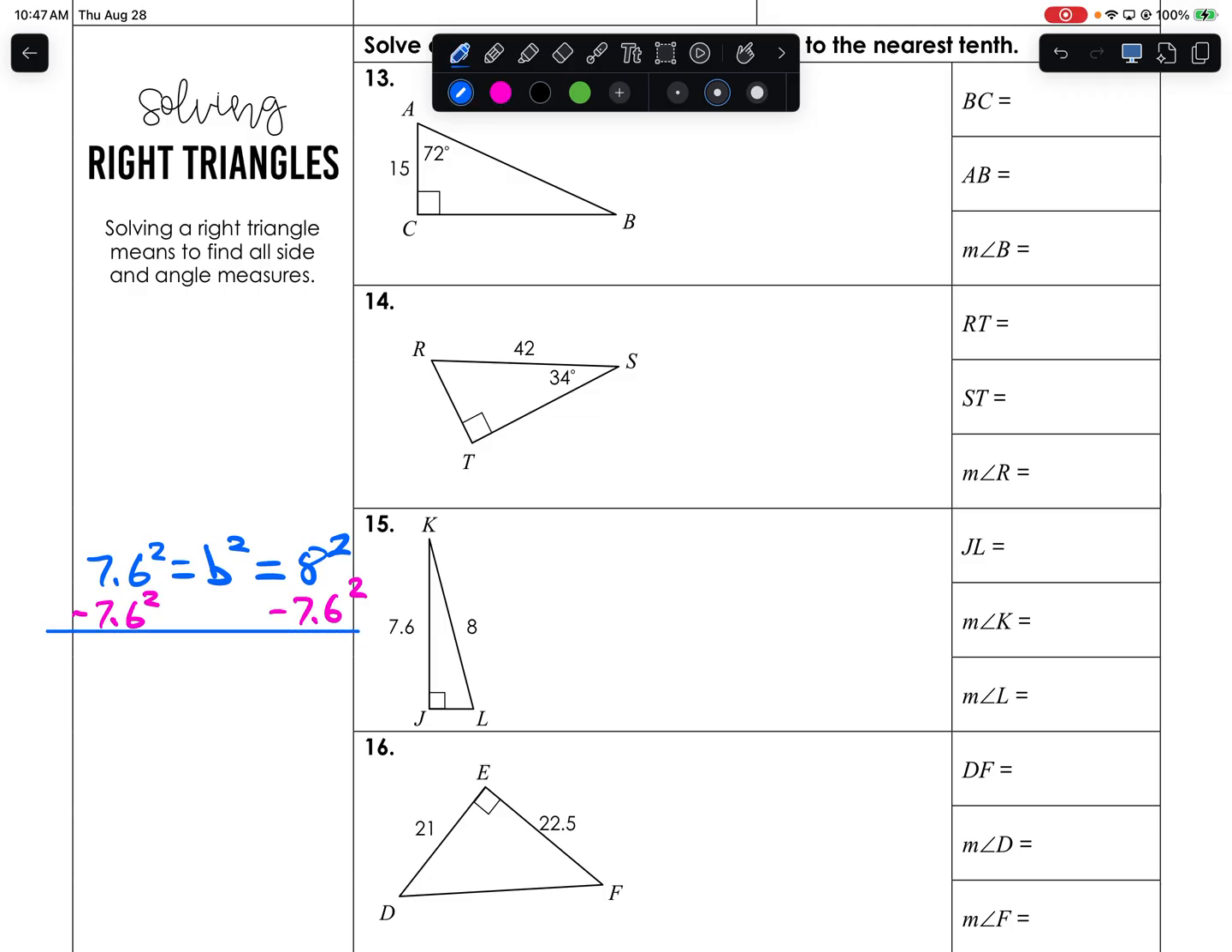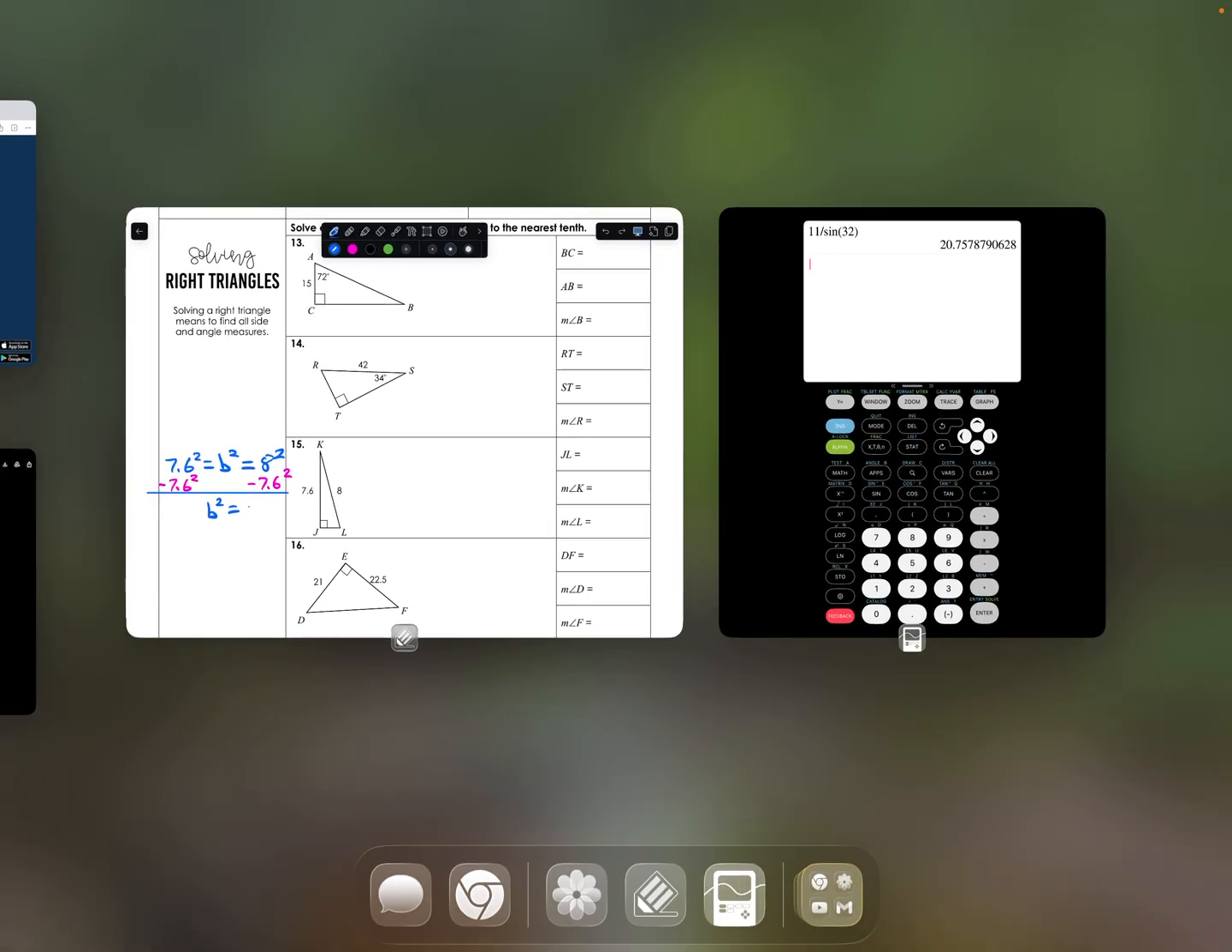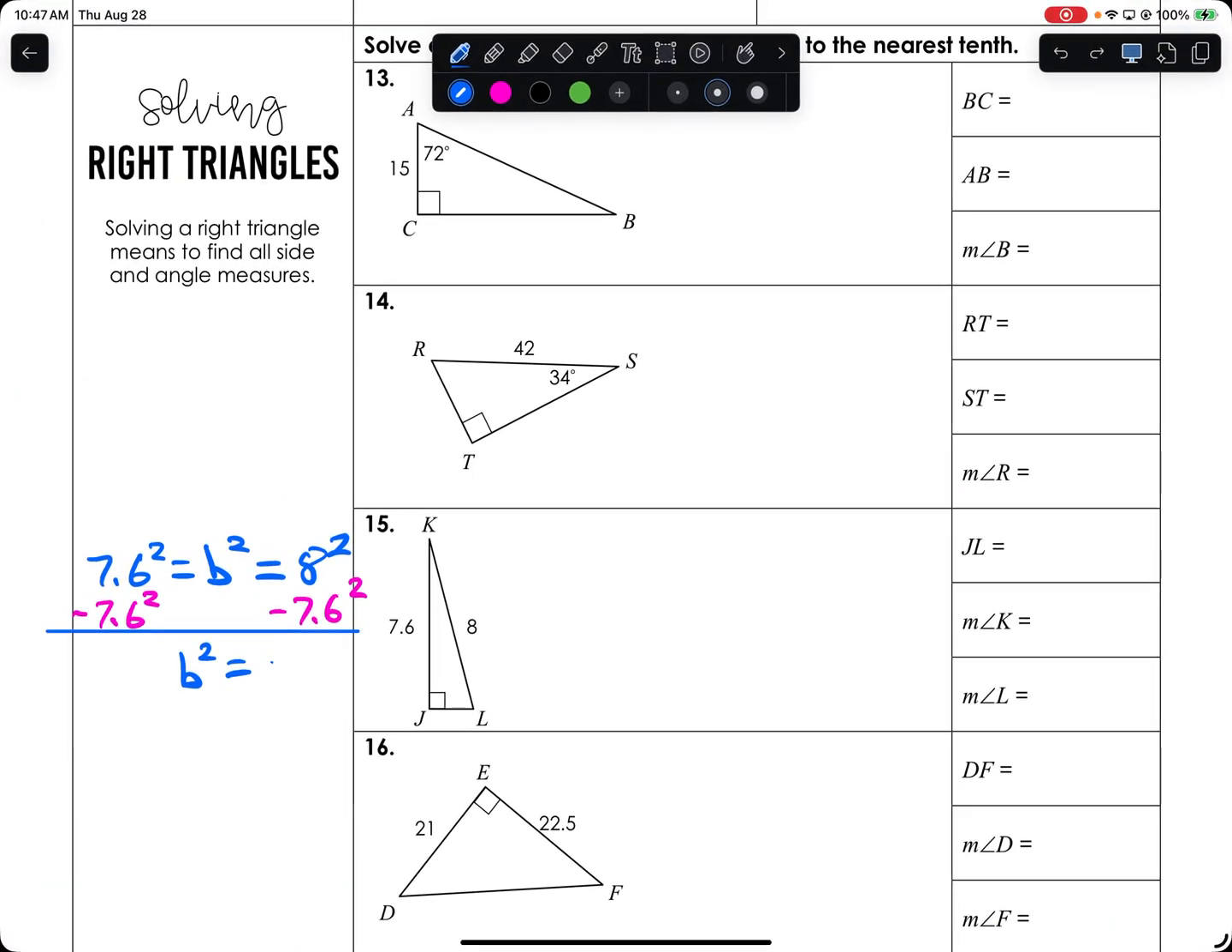You get b squared equals, say again? 56.4. 56.4, we agree? Is that wrong? That doesn't sound right. No, it's like 6.24, right? 6.24? Sounded too big. And then we square root that and you get 2 point something? 2.5? Rounded, right? 2.5? Okay.